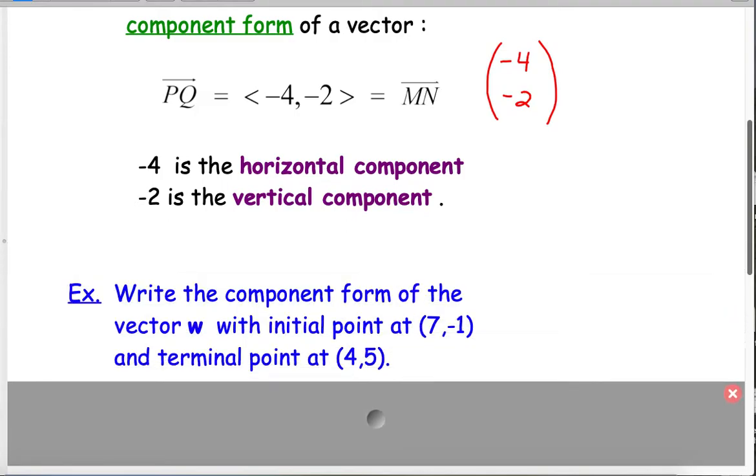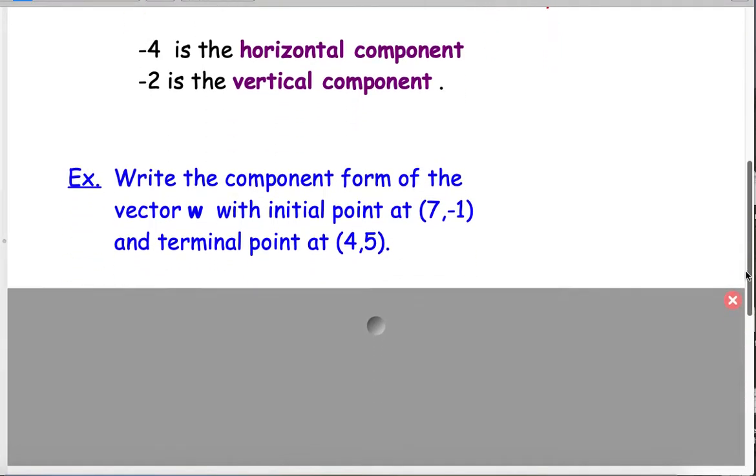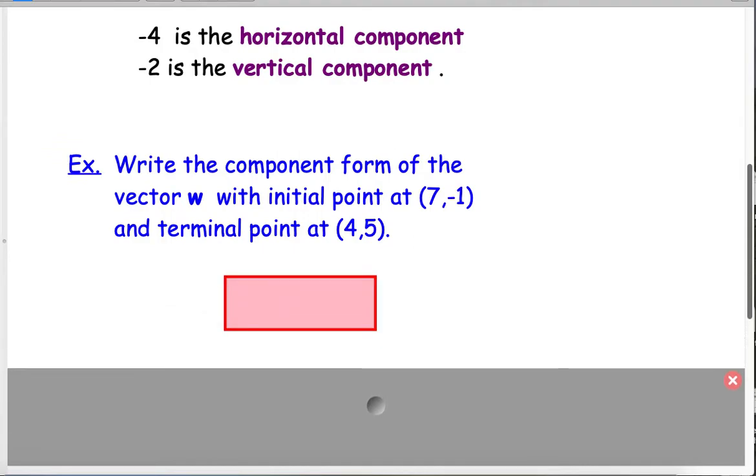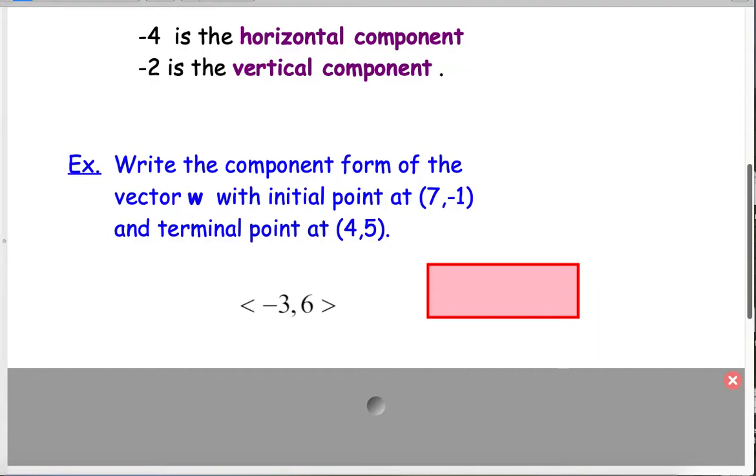So let's look at another example. Write the component form of the vector W with an initial point at 7, -1 and a terminal point at 4, 5. Well, I guess we could plot these and then we could just count from 7, -1 to 4, 5. How many in the x direction? Looks like we're going back 3 or left 3. And then how many in the y direction? Looks like we're going up 6. And so sure enough, that's the component form of this vector. And once again, if you want to write it vertically like that, that would be fine.